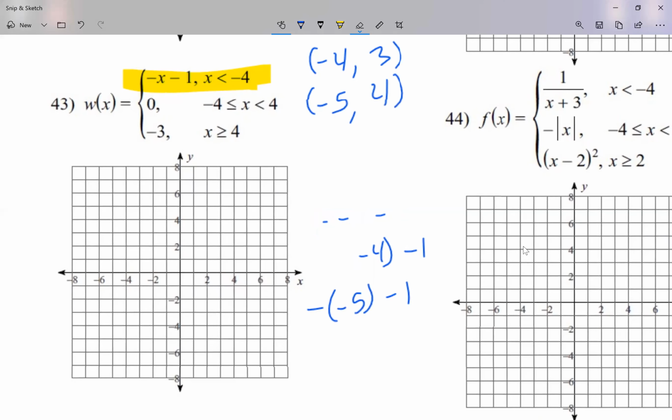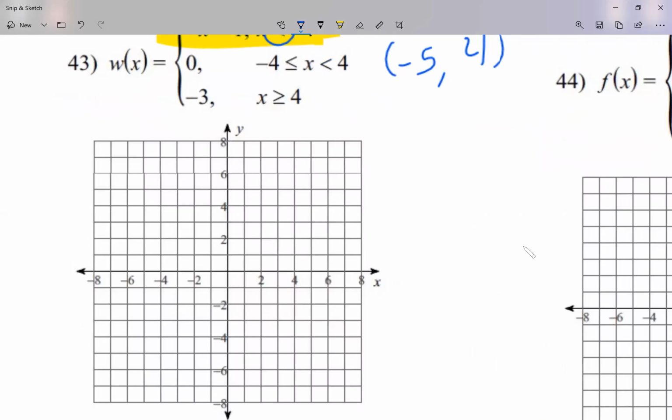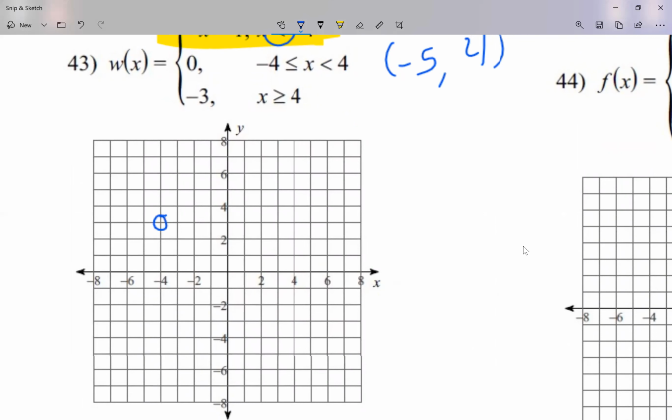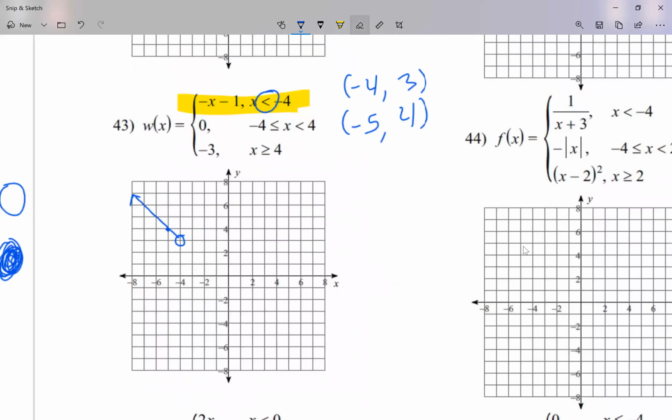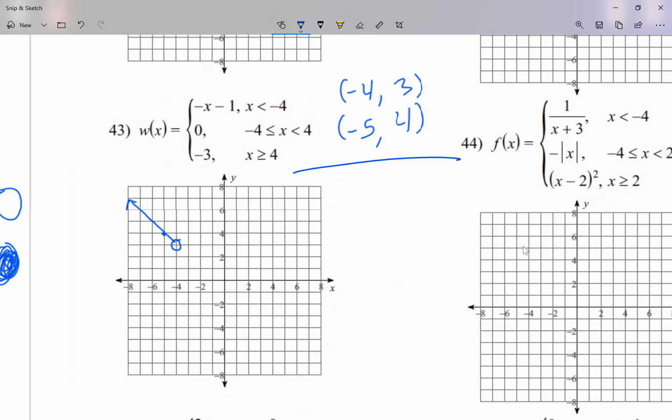I knew this looks like a line. For a line, I just need 2 points. My first point, based on the inequality sign, is going to be an open circle. So (-4, 3) is an open circle. My other point, (-5, 4), that's just a point. So I start at the open circle and I go through the point. All right, that's the first part of my graph. Let me draw a line because I'm done with that part.